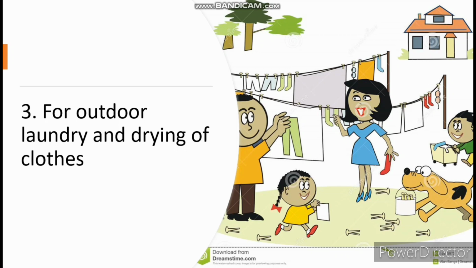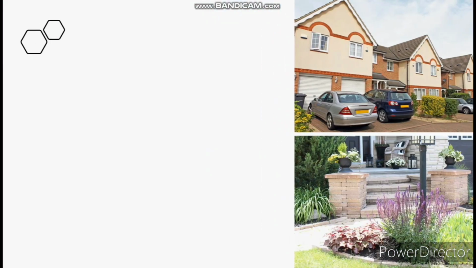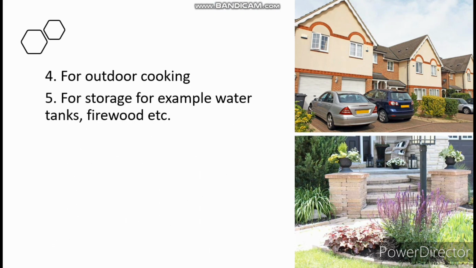4. For outdoor cooking. 5. For storage, for example, like water tank, firewood. You can use the space outside too. You see it, that's where we put our water tank. You can keep your firewood and so on at the space in the surrounding.